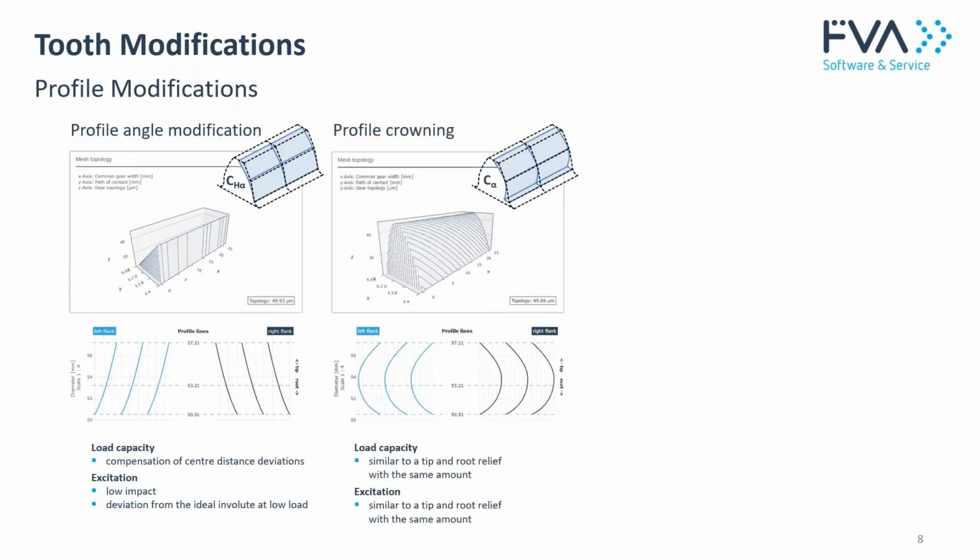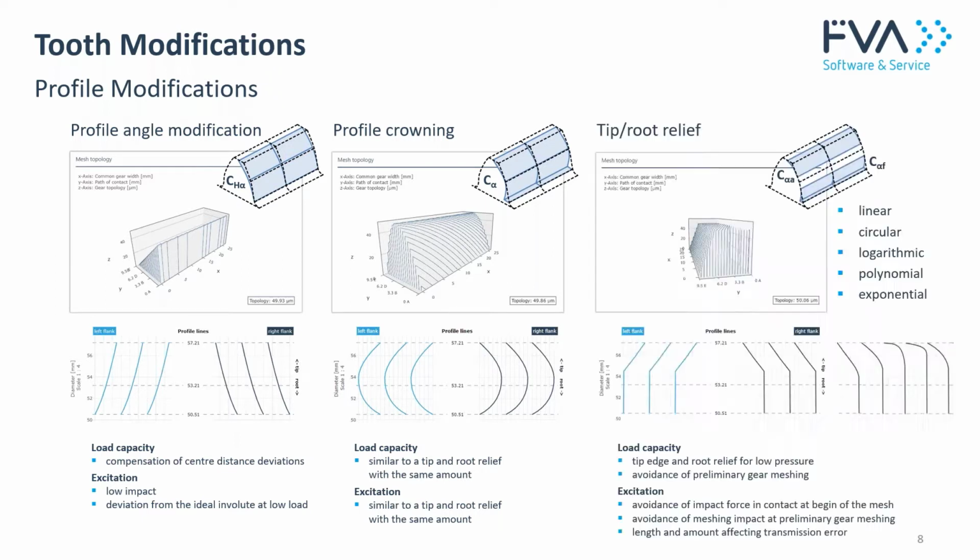Next, we have the profile crowning. This is similar to a small and smooth tip and root relief. And then we have the tip or root relief itself. Here we can specify the amount and the beginning of the relief, but also the form, like linear, circular, or logarithmic. With these profile modifications, the stiffness and the path of contact can be influenced precisely, especially for spur gears.